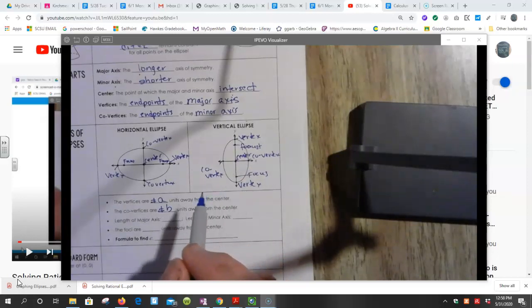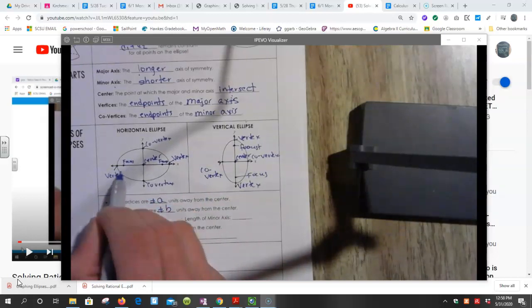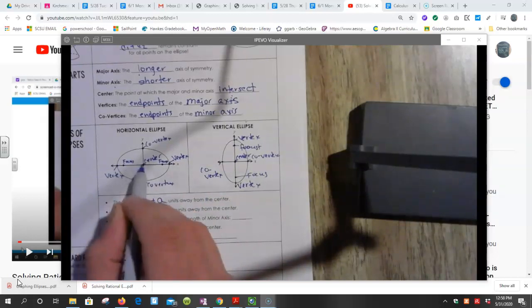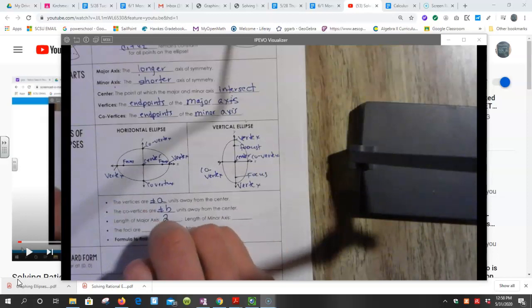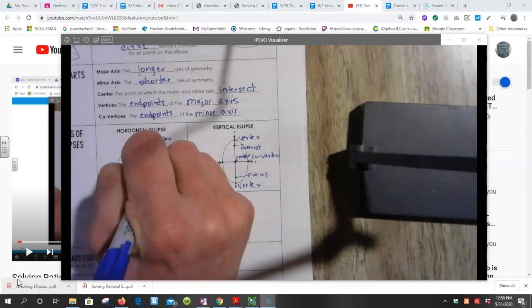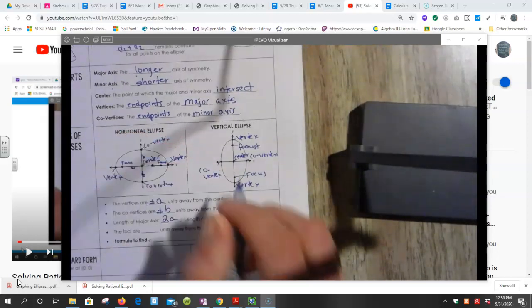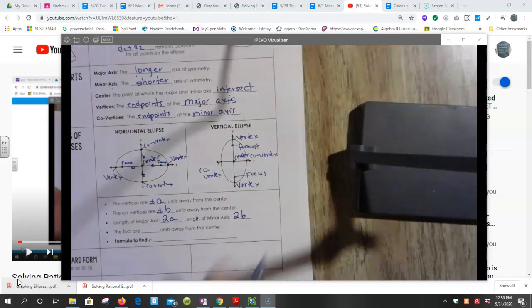Okay, so the length of the major axis is 2a, a to here, and then a to here. So this is going to be 2a, and the minor axis, obviously, so this will be a, this will be a, this will be b, and this will be b. So the length of the minor axis is going to be 2b.